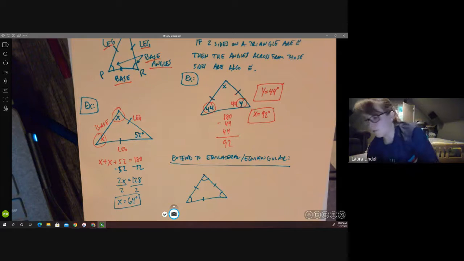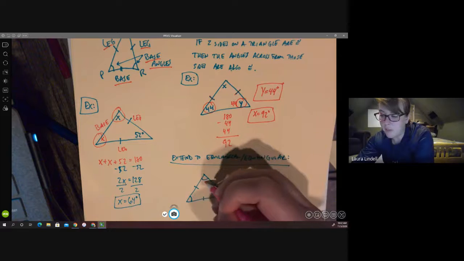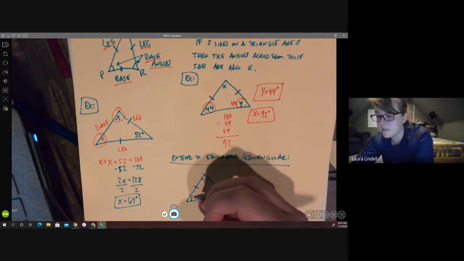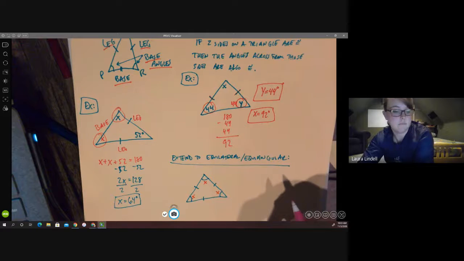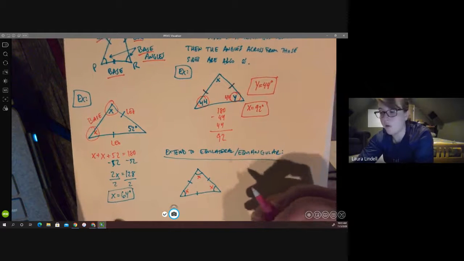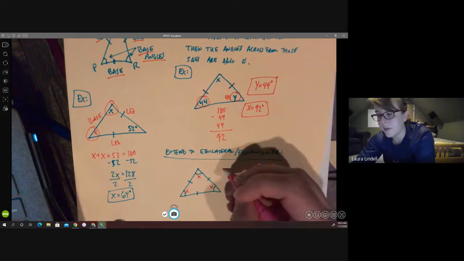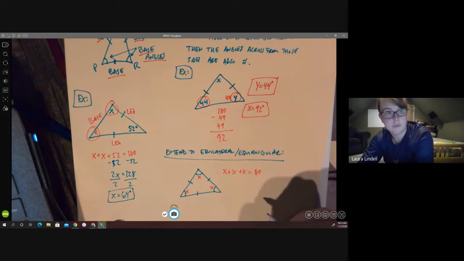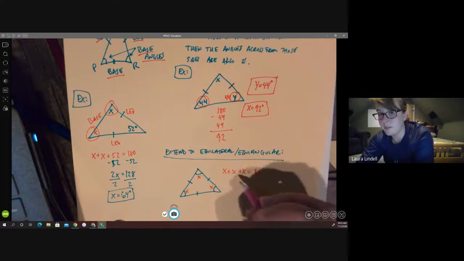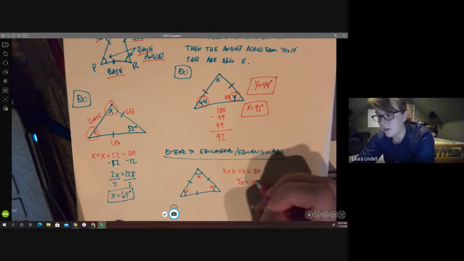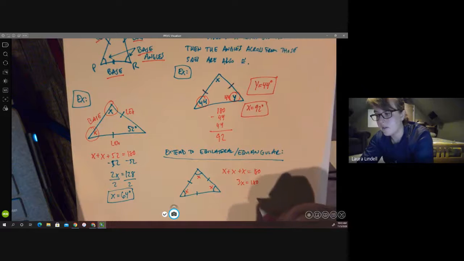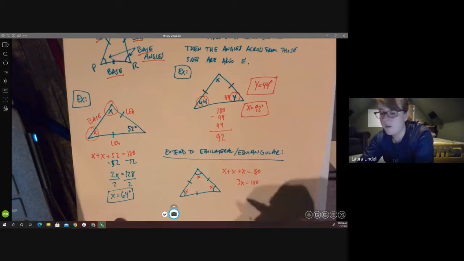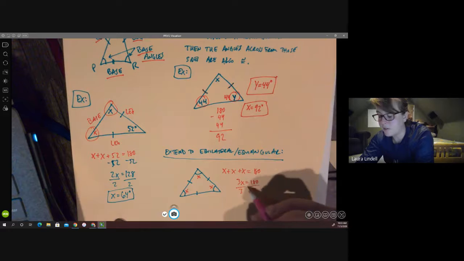So let's solve for what those would be. If these angles are all the same, they would each be x. So then I know that all three of these added together, x plus x plus x equals 180. If I combine my like terms, 3x equals 180. And then I divide by 3 on both sides, so x equals 60.